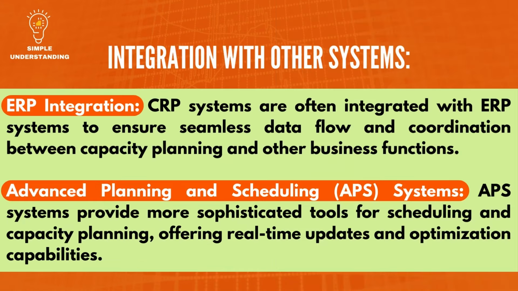6. Integration with other systems. A. ERP integration. CRP systems are often integrated with ERP systems to ensure seamless data flow and coordination between capacity planning and other business functions. B. Advanced planning and scheduling (APS) systems. APS systems provide more sophisticated tools for scheduling and capacity planning, offering real-time updates and optimization capabilities.